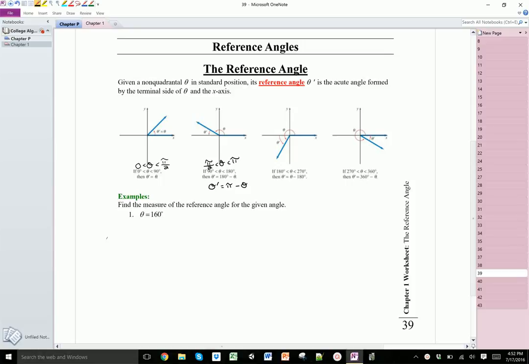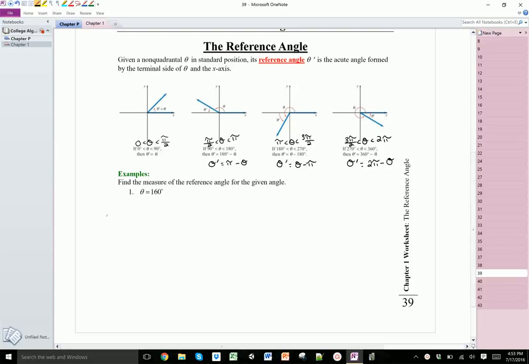Okay, and the third quadrant, you would do theta prime. Theta prime would be theta minus 180, or theta prime would equal theta minus pi. Or if you were in the fourth quadrant, you would just do theta prime. It would be 360 minus theta, or 2 pi minus theta.